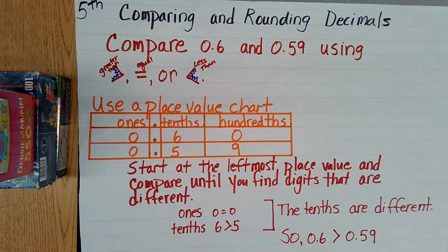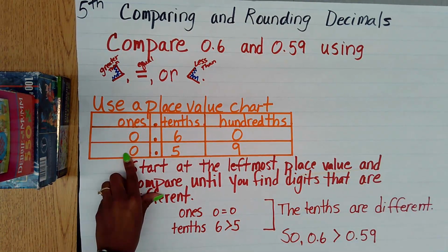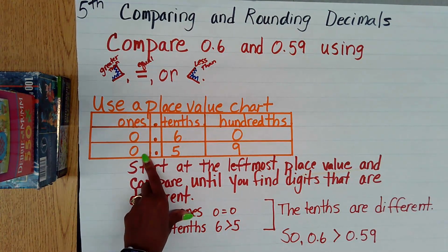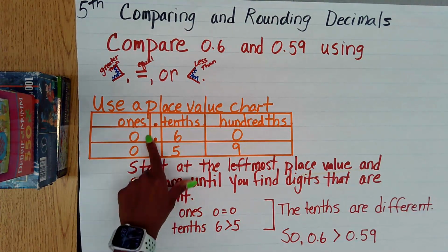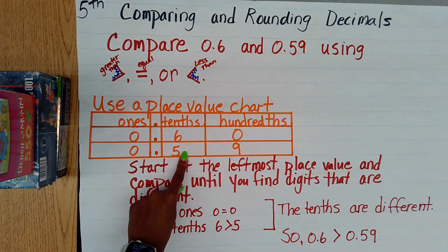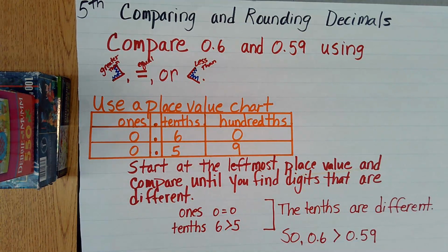I want to compare until I find digits that are different. So if I start in the ones place, because that's the leftmost place value, I have 2 zeros. So those two numbers are the same. I have to move on to the next one since I can't compare two numbers that are the same. In my tenths place, my first number has a 6 and my second number has a 5. So I'm going to stop at the tenths place because I can compare those two numbers since they are different.